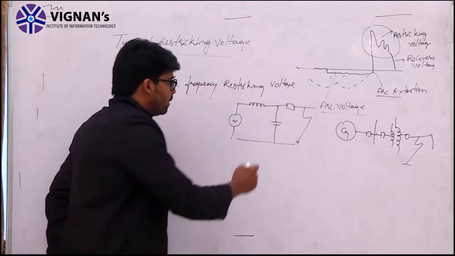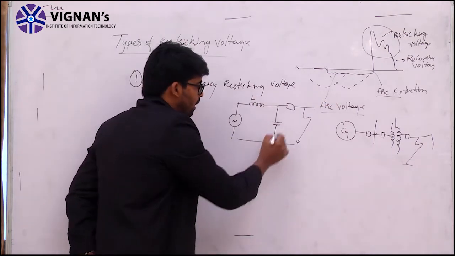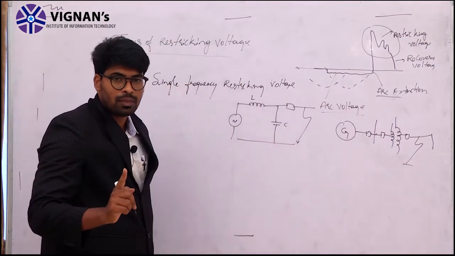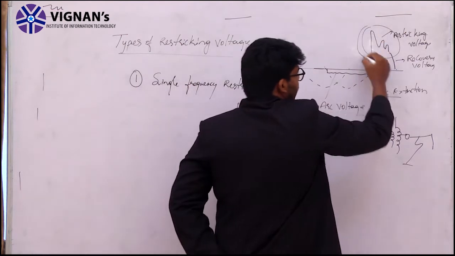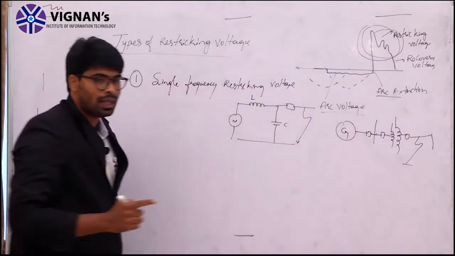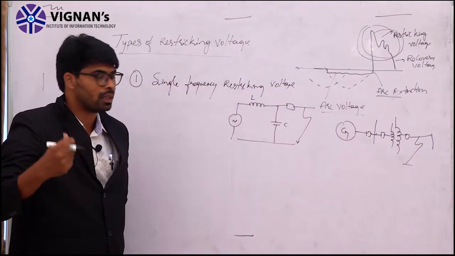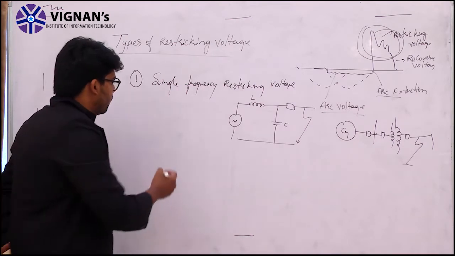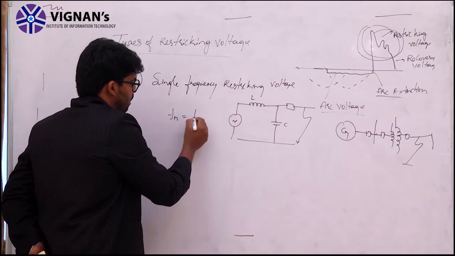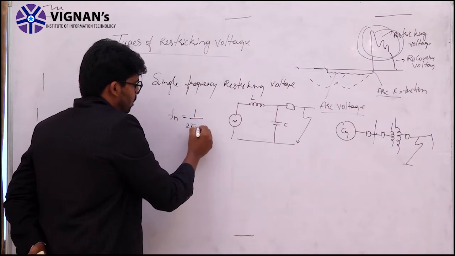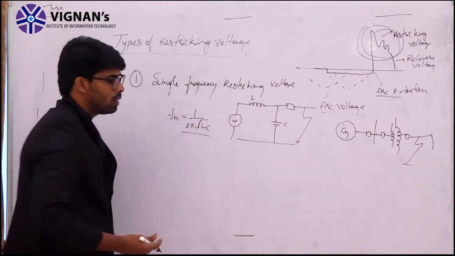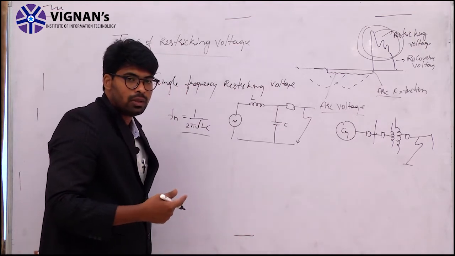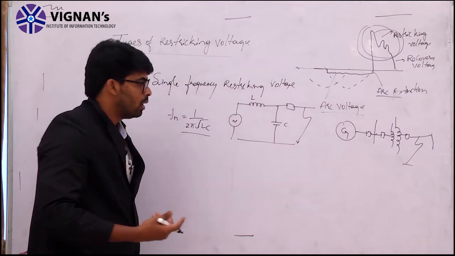In this, if you observe carefully, we have one L component and one C component. So only one frequency takes place. When only one L and C component are oscillating in the transient case, it is called single frequency, where the frequency is given as 1 by 2 pi root LC. This is a simple model we used to explain the circuit breaker operation.